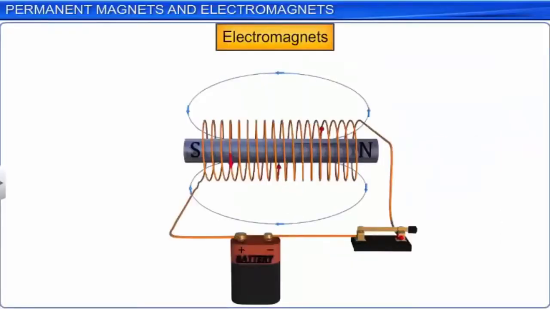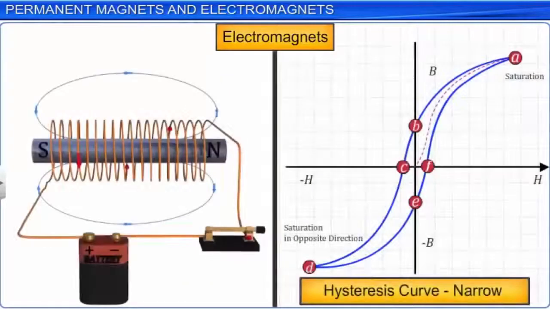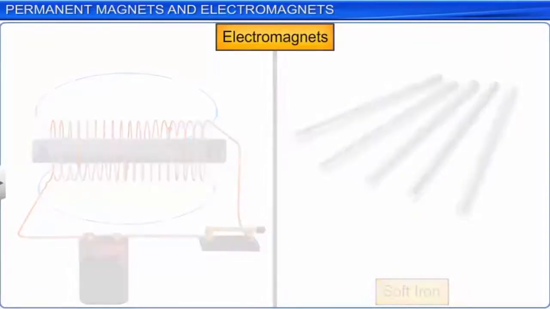Now let's discuss the making of electromagnets. The materials used in electromagnets should have high magnetic relative permeability and low retentivity. However, the hysteresis loop for this type of material is narrow. Considering all these properties, soft iron is the most suitable material for making electromagnets. Place a soft iron rod in the core of a solenoid and pass current through it.